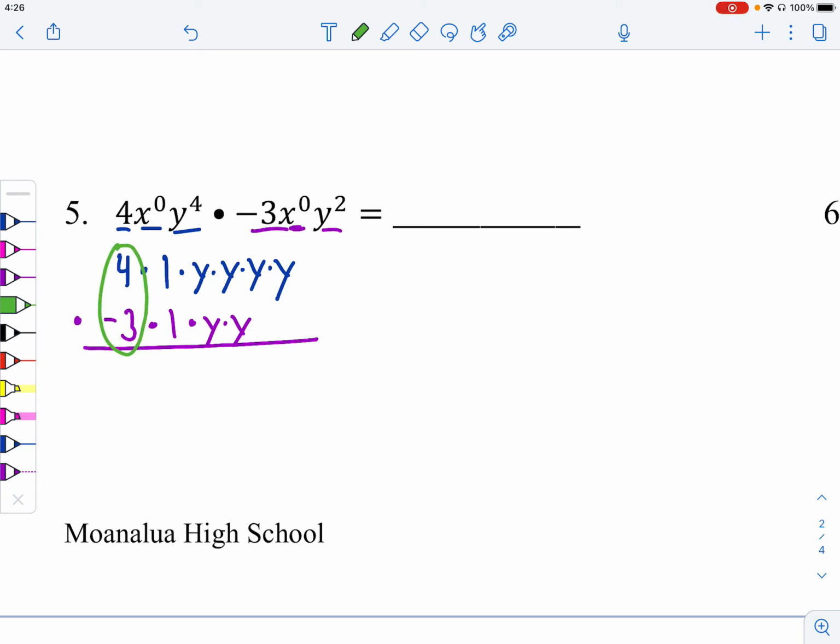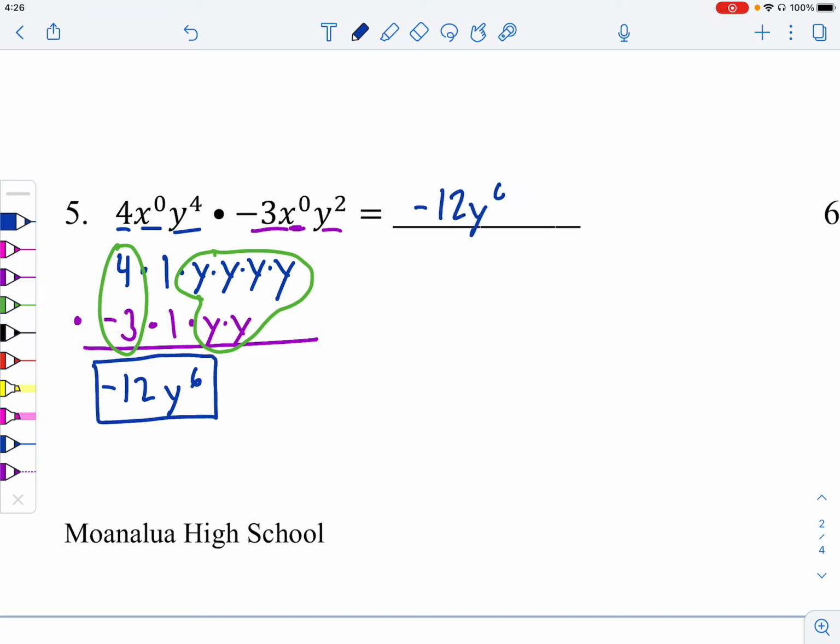Right, so 4 times -3 is -12. 1 times 1 is just 1. And then we count how many y's do we have? So all together, how much do we have right there? 4, 5, 6. Right, so y to the 6th power. And that's our answer right there. So -12 y to the 6th power. Okay? That's all you're doing. Just counting how many x's do you have, how many y's do you have, and then multiply the numbers in the front.